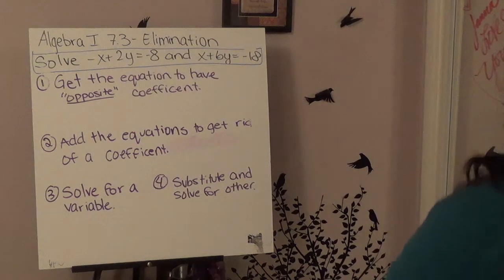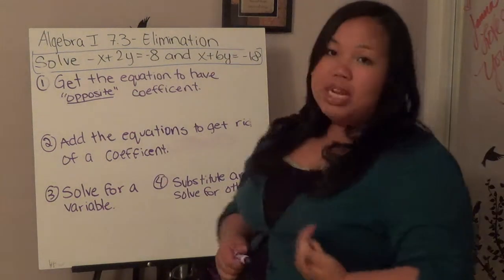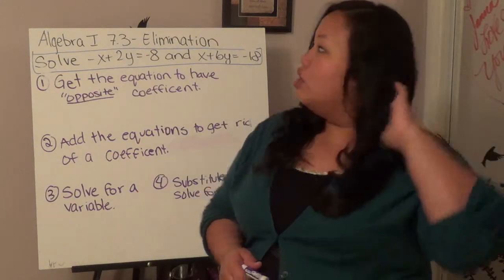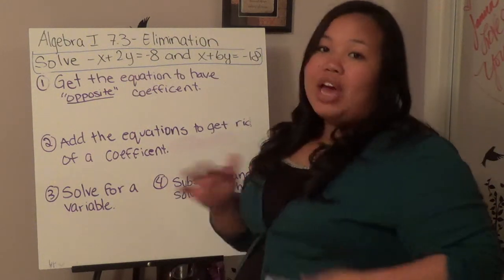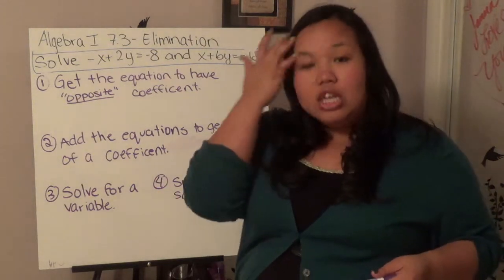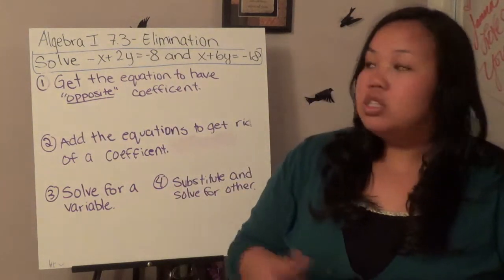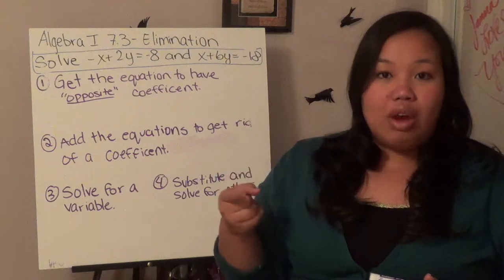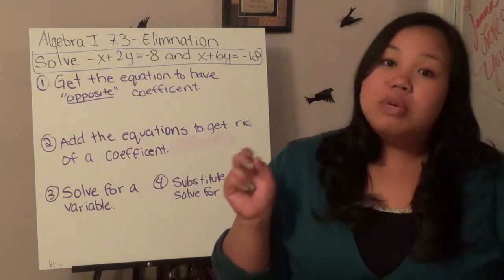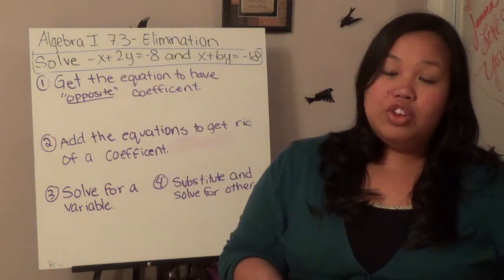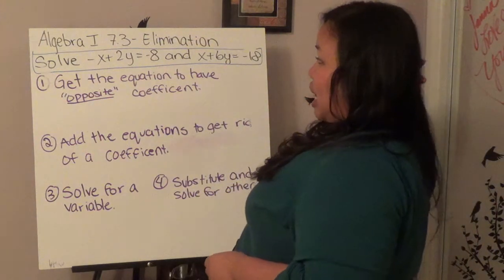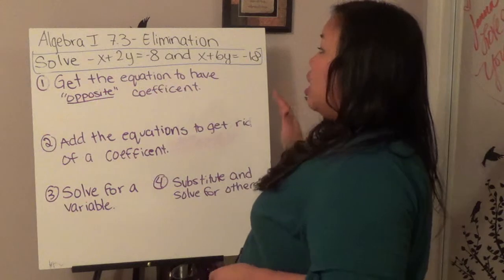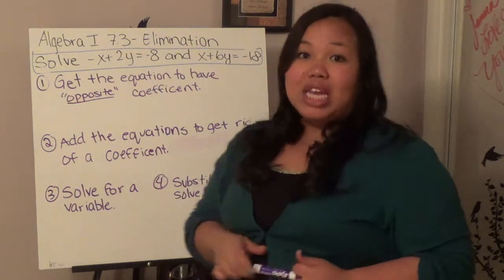Algebra 7.3 deals with elimination. Okay, it's a little different title in your book, but we're going to deal with elimination, and it's another method of how to solve systems of linear equations. The first thing we did was graphing, and then we did substitution. But substitution, as you probably figured out in the homework, had its limitations. Okay? So in this case, Algebra 1 7.3, we're dealing with another method called elimination.